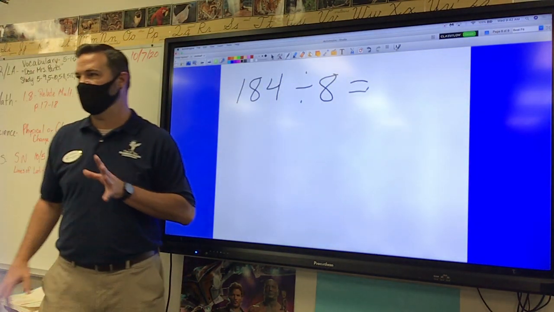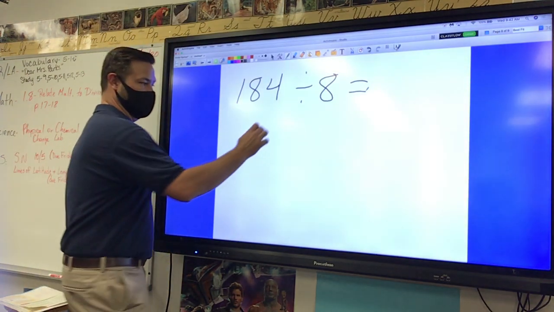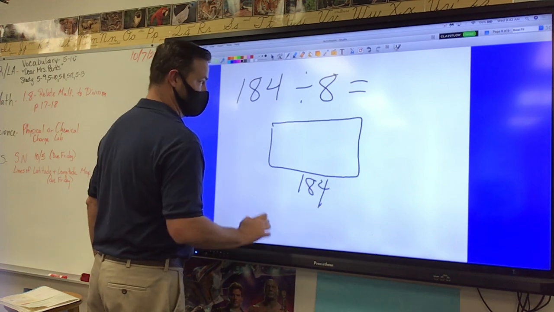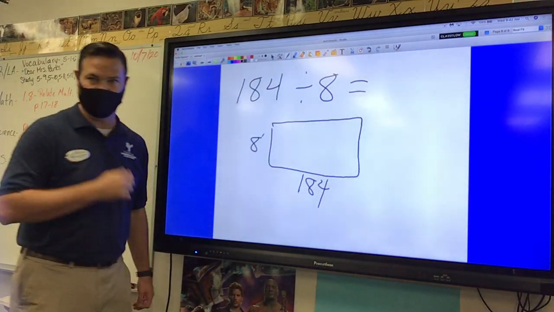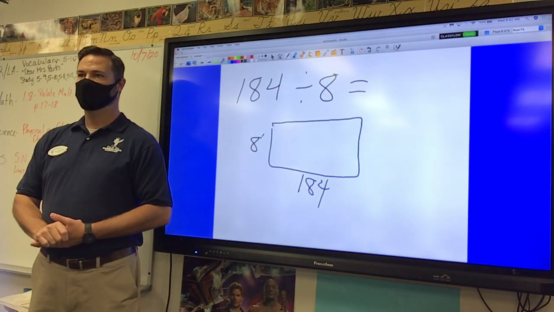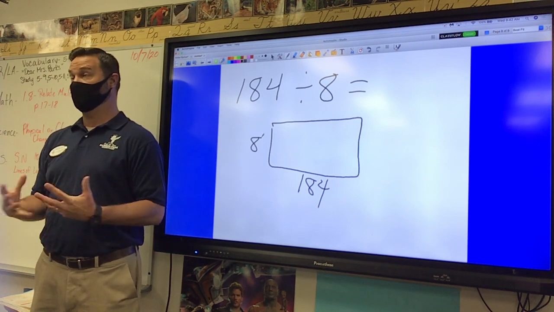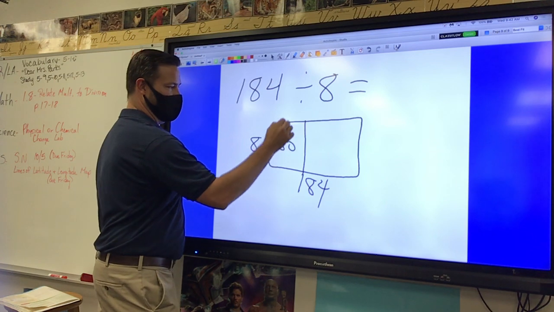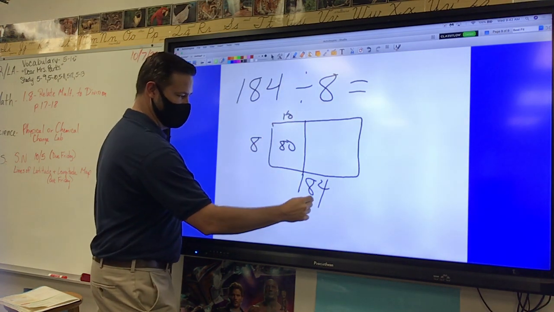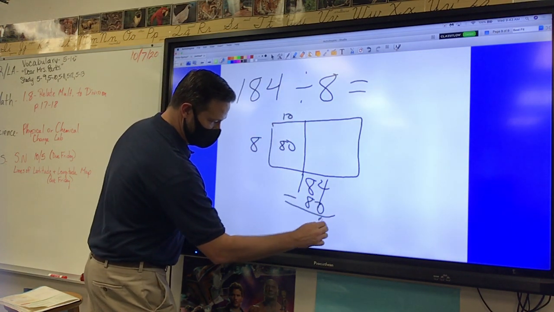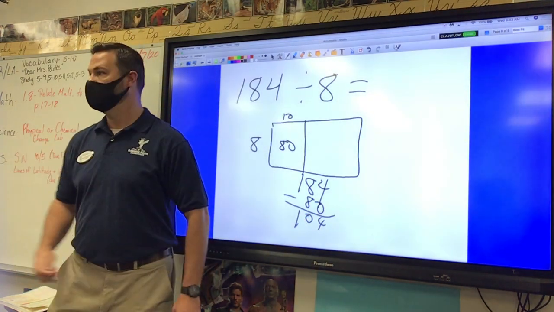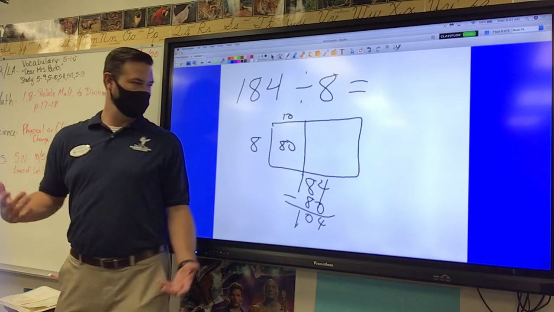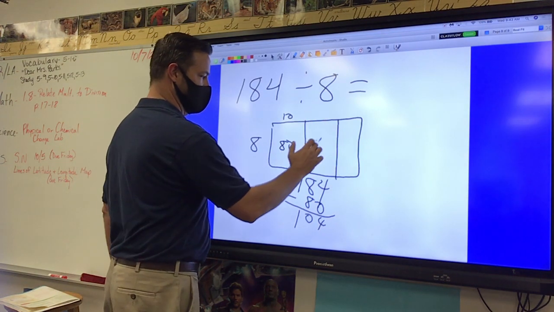does it change my steps? No. It's still a total rectangle of 184, and I'm still dividing them into rows of 8, right? Do I have a row of 8 in there? Or a group of 10, I'm sorry? Yeah. A group of 10 is 80. So how much do I have left? Well, let me subtract it, and I have 104. Do I have another group of 10 in there? Yeah, another group of 10 would be 80.